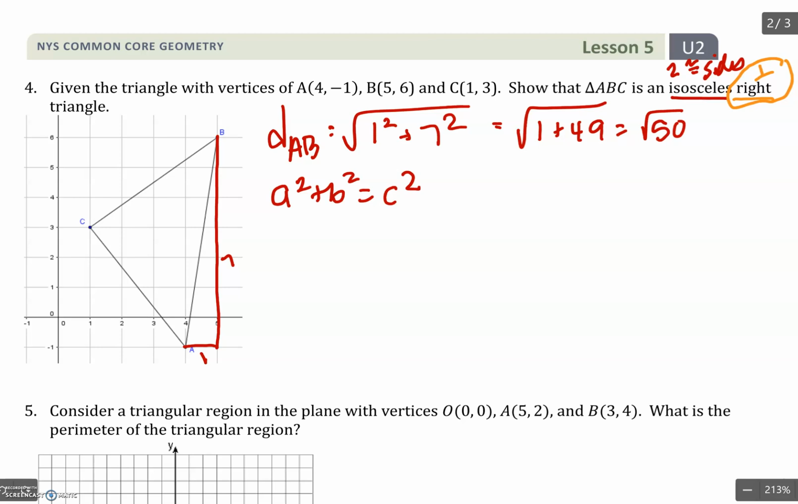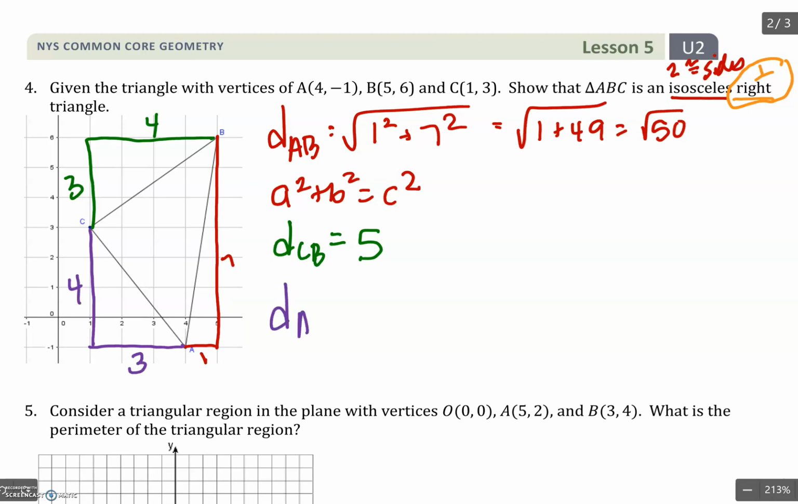And then when I go to do from C to B, this is 3 and 4, so I can already tell you that from C to B that's 5, because using my Pythag triple 3, 4, 5, that would have to be 5. And for AC, I have another 3, 4, 5. So that would also be 5.